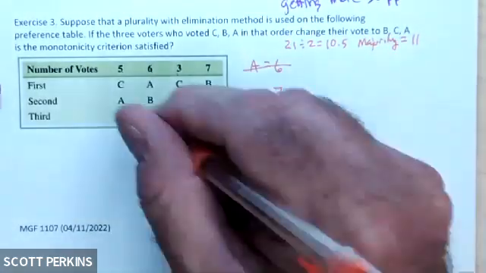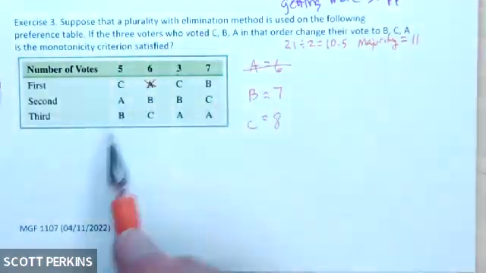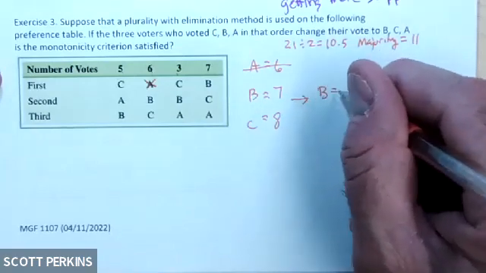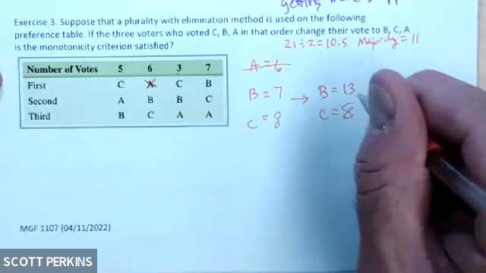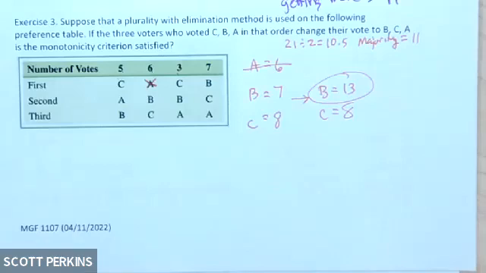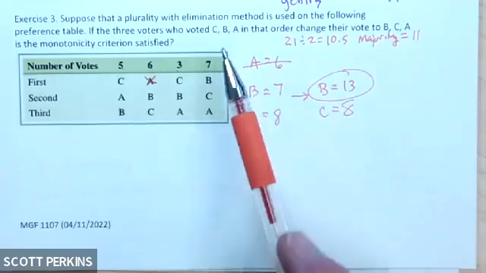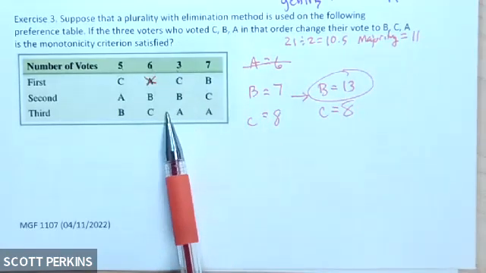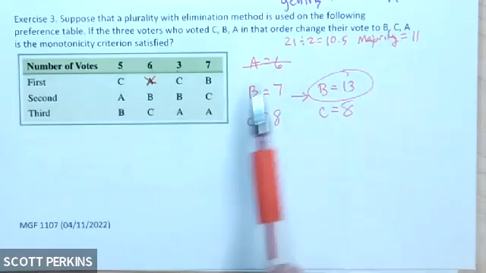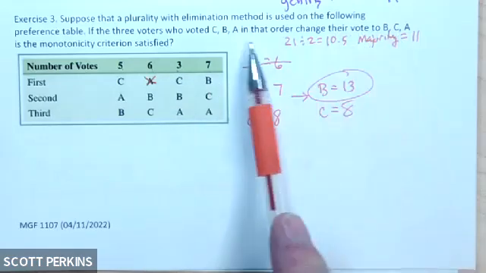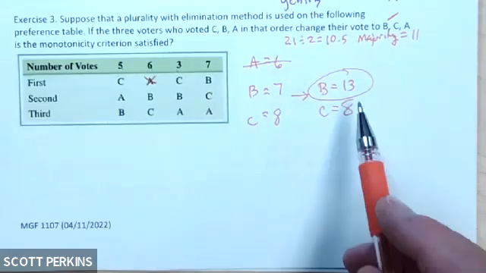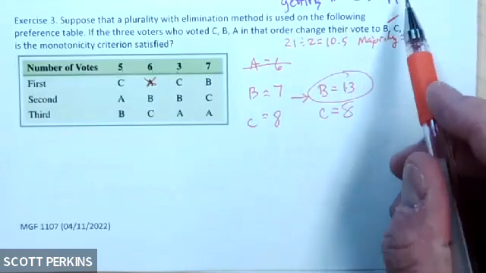When A goes away, B is getting those votes. So now I've got B at 13, C stays at 8, B wins. Congratulations, B. Then what I said in the instructions is that the 3 people who voted CBA, the CBA column, changed to BCA. So B, because B is the winner here, gets more support. B won the first election, B gets more support.